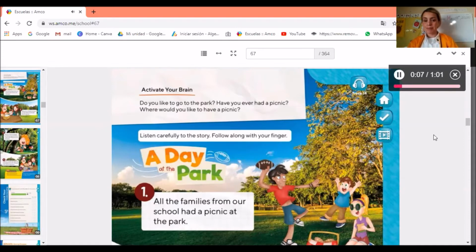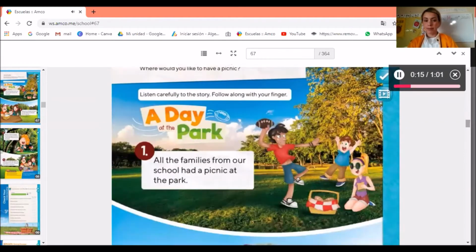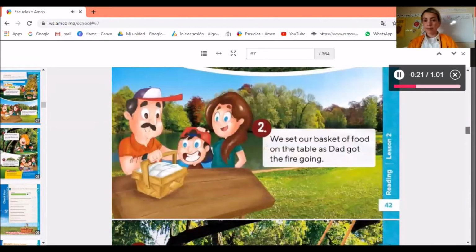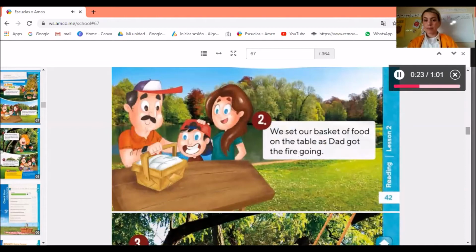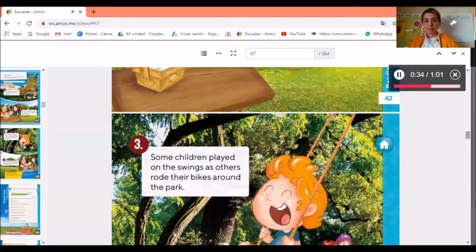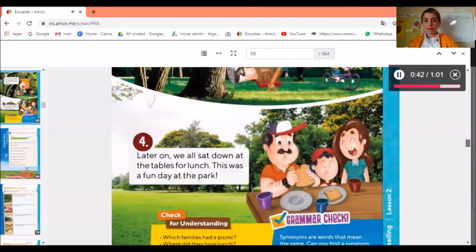A day at the park. All the families from our school had a picnic at the park. We set our basket of food on the table as Dad got the fire going. Some children played on the swings, as others rode their bikes around the park. Later on, we all sat down at the tables for lunch. This was a fun day at the park.